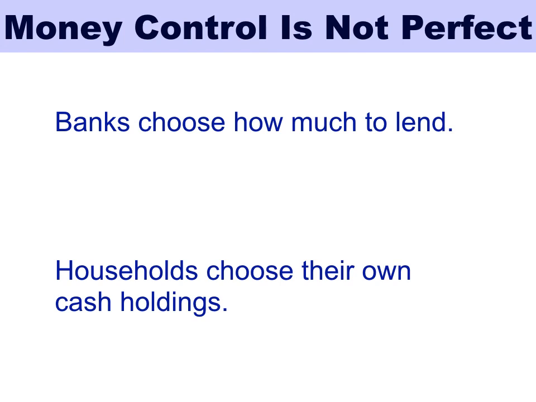How much cash are you going to hold? 20%? 1%? 50%? How much of your money that you have are you going to hold in cash? So these two choices mean that the central bank's ability to control money is not perfect. It's good. I mean, they can do a pretty good job of controlling the money, but they cannot control it perfectly.